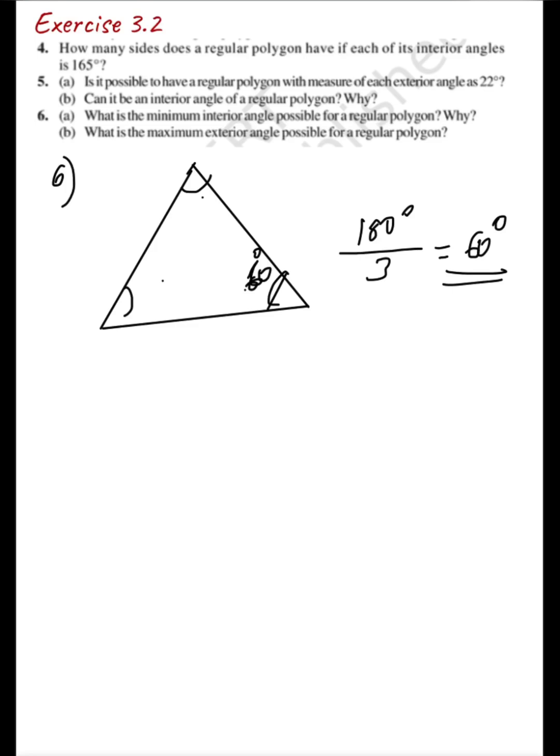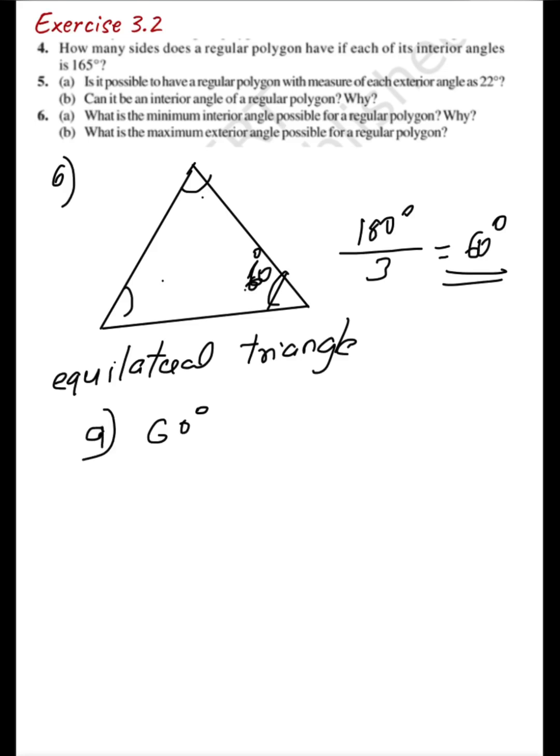Understand? Okay, without doing this itself you can tell, because a regular polygon with the minimum number of sides will definitely be an equilateral triangle. Equilateral triangle is the regular polygon with the minimum number of sides or with the minimum interior angle. So here you can see that for an equilateral triangle all angles will be equal, so each angle will be equal to what? 60 degrees. So the answer for A will be 60 degrees. That is, the minimum interior angle possible for a regular polygon is 60 degrees.